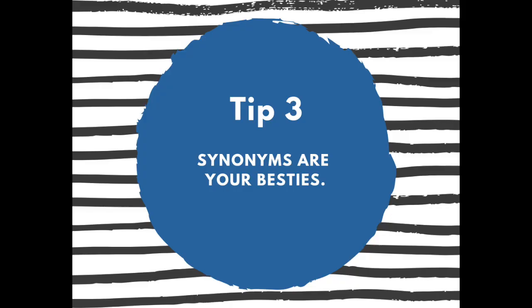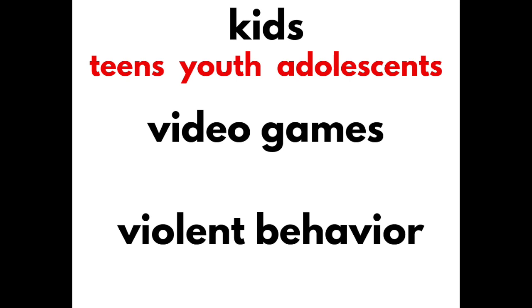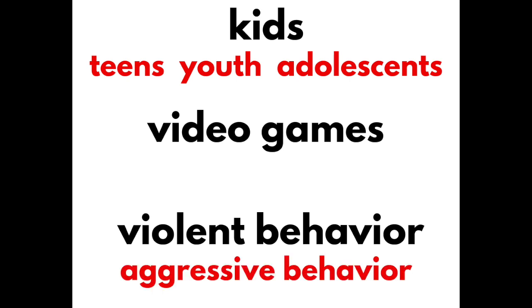Third, think of synonyms. If one search strategy doesn't give you the results you expect, think of other terms or phrases you might search that mean something similar. For example, if I can't find articles about kids and video game violence, maybe instead of searching for the word kids, I might search for teens or youth or adolescents. Or aggressive behavior instead of violent behavior.